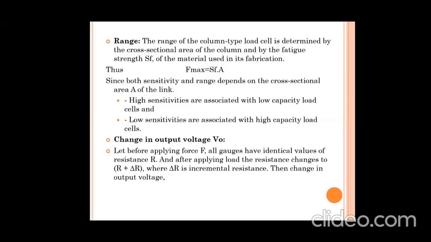Getting? Whenever force is applied to all the gauges, there will be a change in resistance, and delta R indicates that change in resistance. Because of that change in resistance, your output voltage changes like this: delta V0 is equal to (1 plus V) in brackets, delta R divided by R, into Vs by 4.